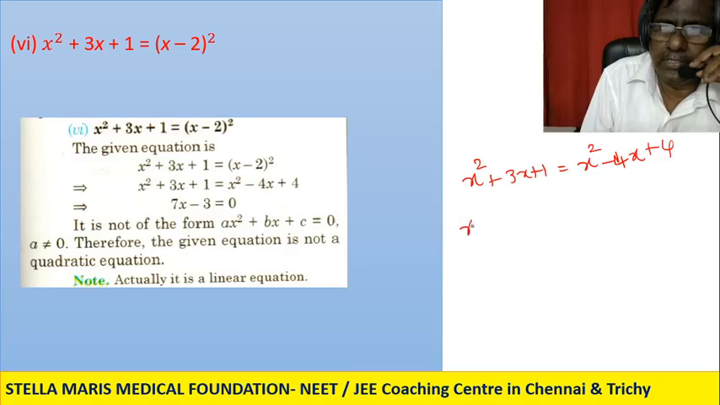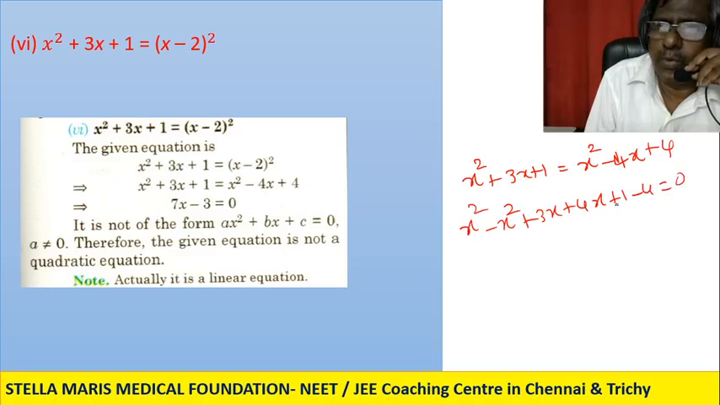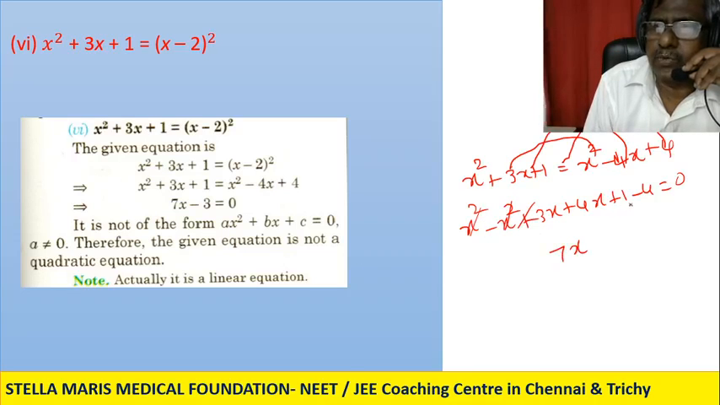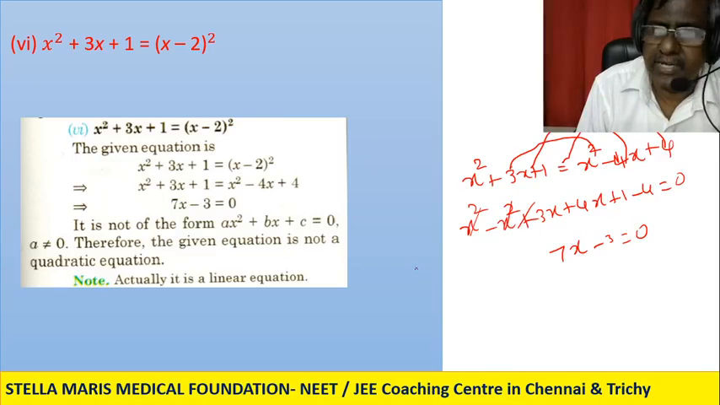See, now bring all these things to one side. x square minus x square plus 3x plus 4x plus 1 minus 4 is equal to 0. You know how I am doing this? When I bring this x square to this side, it will become minus x square. When I bring this minus 4x here, it will become plus 4x. When I bring plus 4 here, it will become minus 4. That's all. So now x square will go off. Plus 3x plus 4x will be 7x. Then plus 1 minus 4 is minus 3, equal to 0. So the answer will be 7x minus 3.